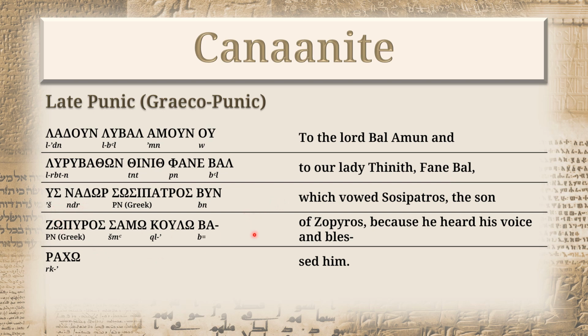Isnador, which vowed, Sosipatros ben Zopyros, so Sosipatros, the son of Zopyros, Greek names, and then the formula that you've already heard, Samo Kulo Barako, because he heard his voice and blessed him. And that is a late Punic text written in Greek letters, Greco-Punic, and we only have, I think, just 5 known inscriptions of a late Punic written in Greek. The vast majority is written in the Punic script or Latin. And that was late Punic.